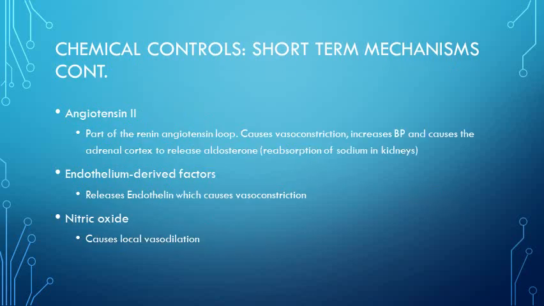Angiotensin II is also part of chemical controls. It is part of the renin-angiotensin loop, which causes vasoconstriction, increases blood pressure, and causes the adrenal cortex to release aldosterone. The endothelium-derived factors are also here, which release endothelin, which causes vasoconstriction, and nitric oxide, which causes local vasodilation.